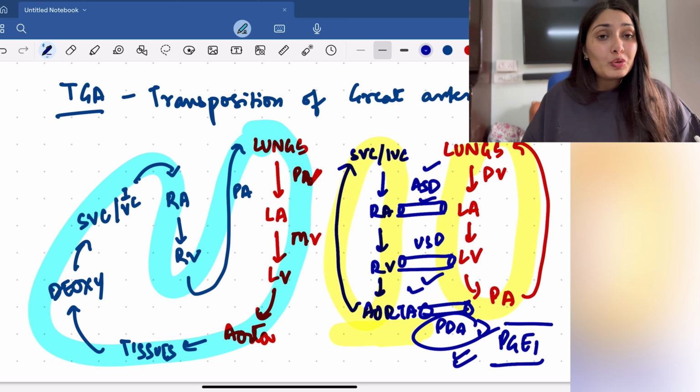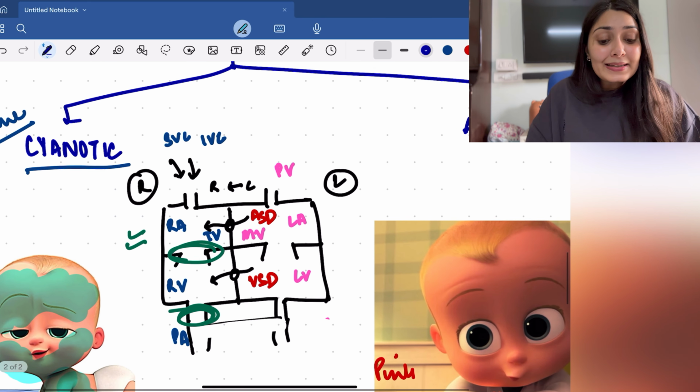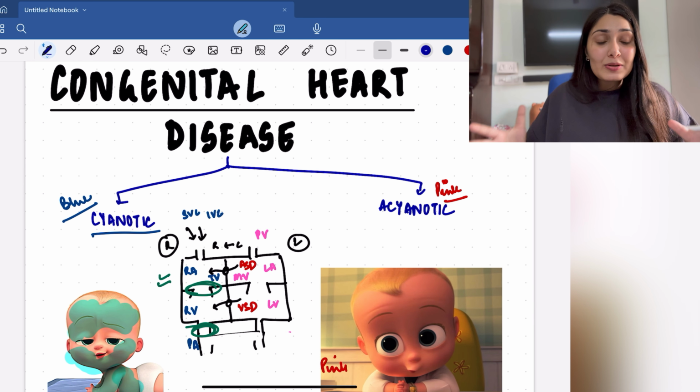So that would be the physiology of cyanotic heart disease, right? The details would be discussed in further subsequent videos. This was basically to accustom you regarding different physiologies that happen in between cyanotic and acyanotic heart disease.